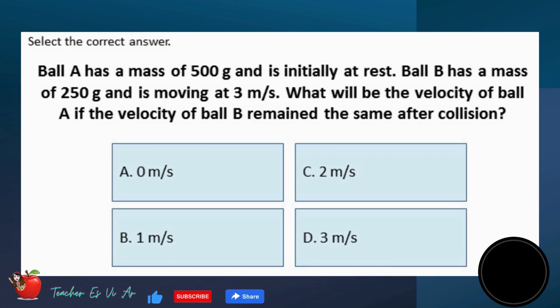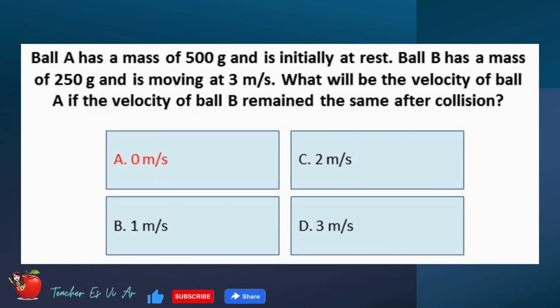A. 0 meters per second, B. 1 meter per second, C. 2 meters per second, D. 3 meters per second. The correct answer is A. 0 meters per second.